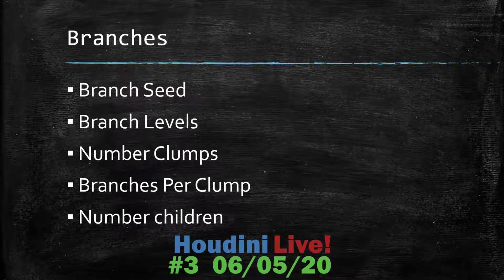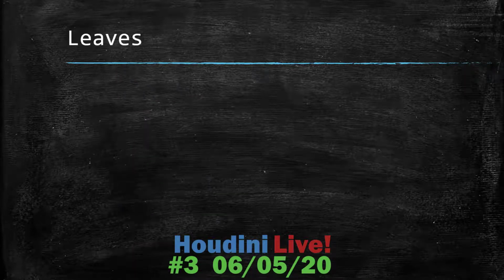All right, we've got branches, we've got branch seeds, levels, the number of clumps. If you ever noticed that a lot of times branches tend to clump up together. And so we're going to take that under consideration. And we're going to deal with the number of branch levels. That means we have branches inside branches inside branches and so forth. And with the number of clumps, we're also going to have the branches per clump. And the number of children actually means how many branches are sitting on each trunk.